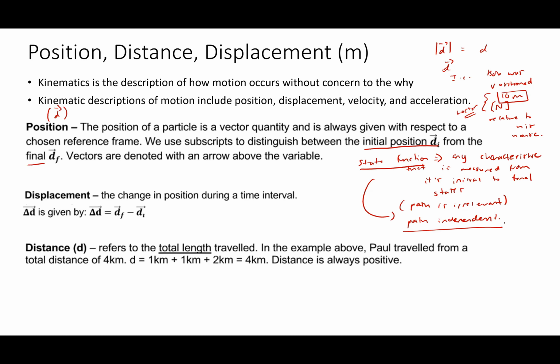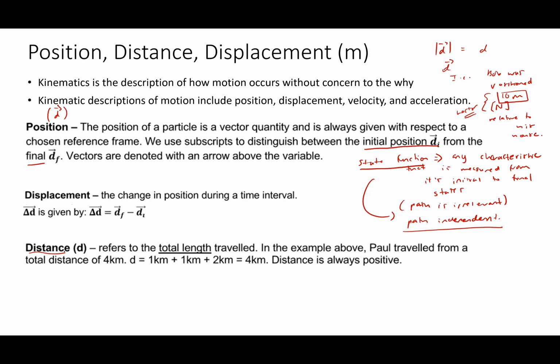It's a state function. But another aspect of position, the scalar aspect of position, is called distance. And distance is not a state function because it is path dependent, right? If you take a longer path or a shorter path from your initial point to your final point, that's going to affect your distance, right? So that's something that you want to keep in mind.